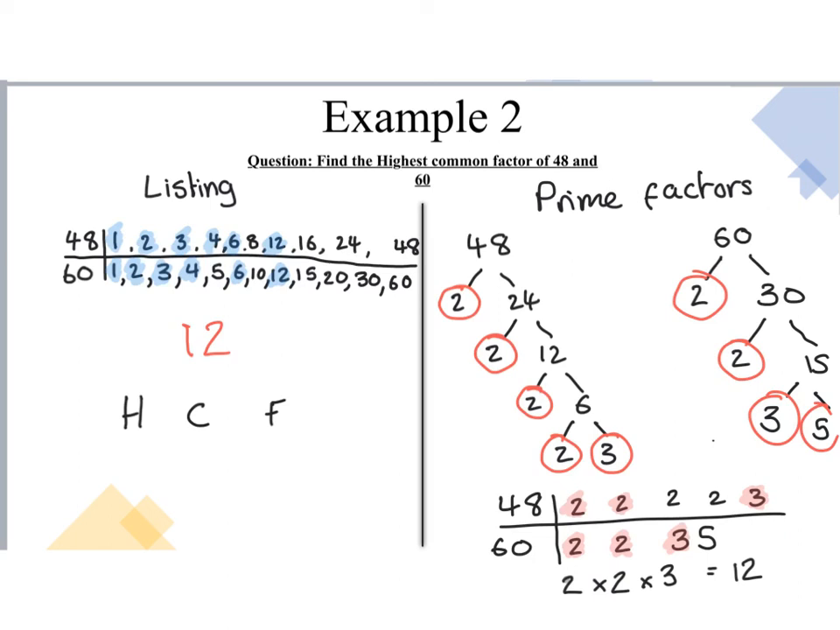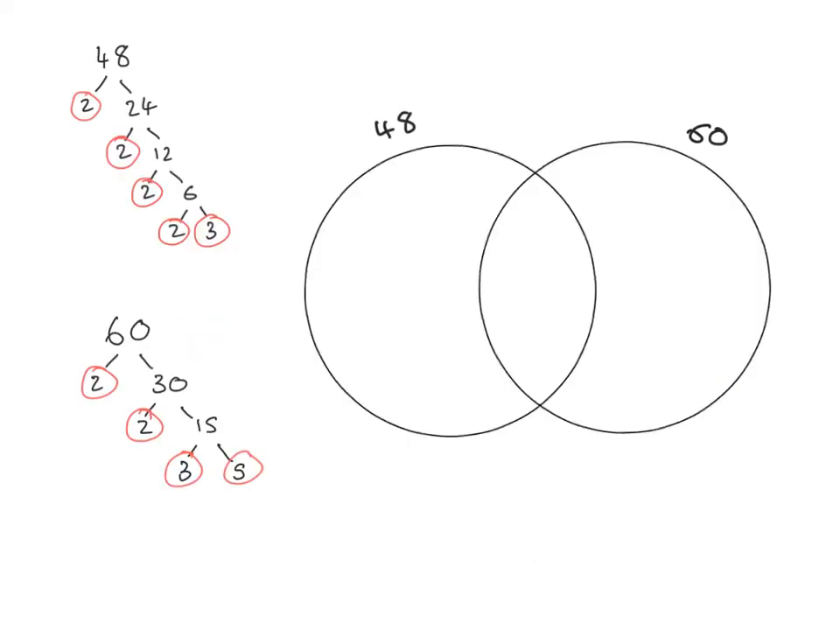Another way is to use a Venn diagram. So a Venn diagram sorts out information into what's unique to something and then what's common to something. So for example, all the factors of 48 are going to go in this big circle, all the factors of 60 are going to go in this big circle, and any that are shared between them can go in this section here, which is called an intersection.